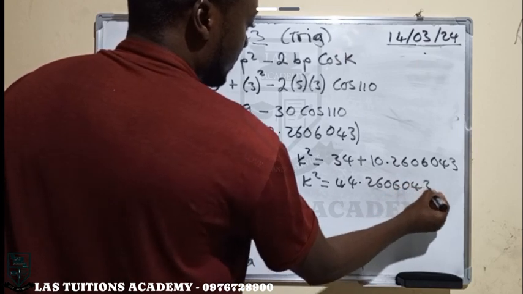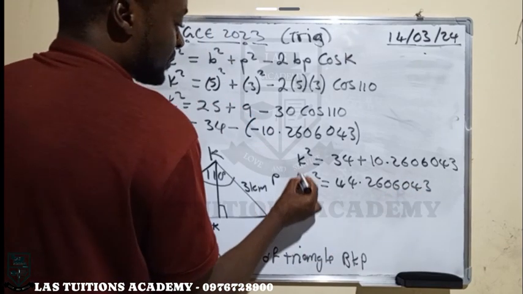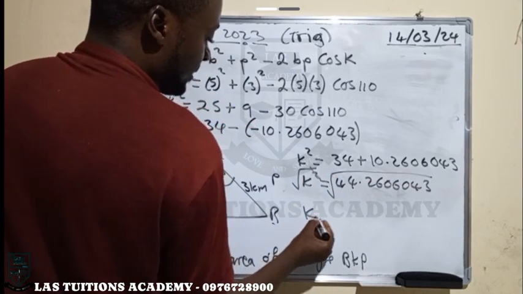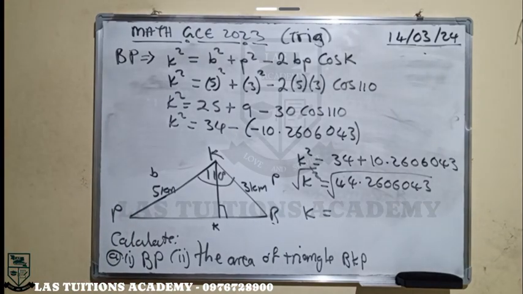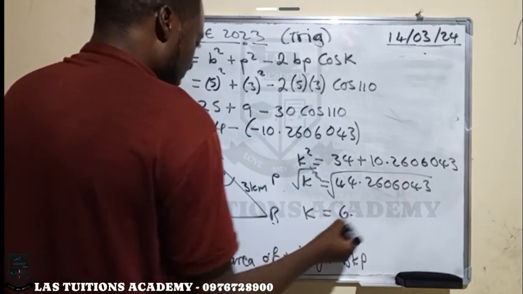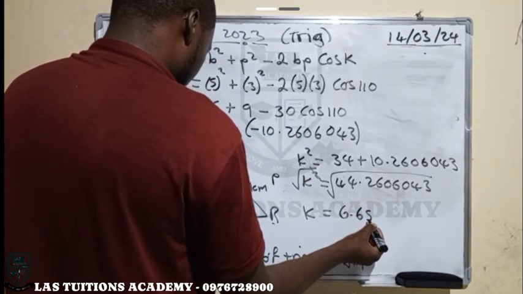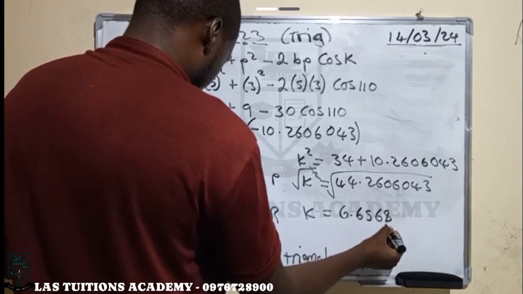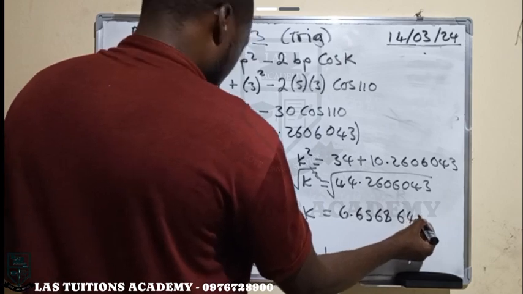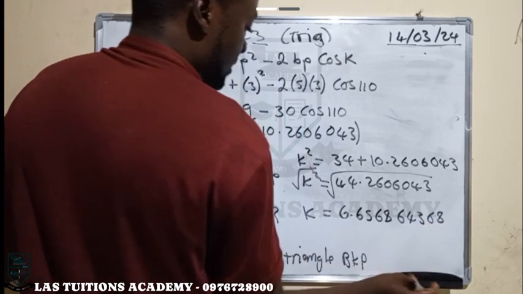So k squared is equal to 34 plus that, we're going to get 44.2606043. To find the value of k, we square root both sides so that we remain with k here. K is equal to the square root of 44.260604, which is going to give us 6.656864368. So you can confirm these answers.